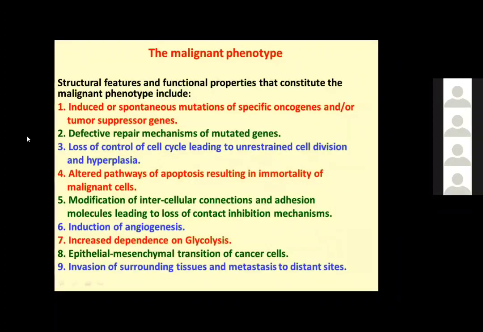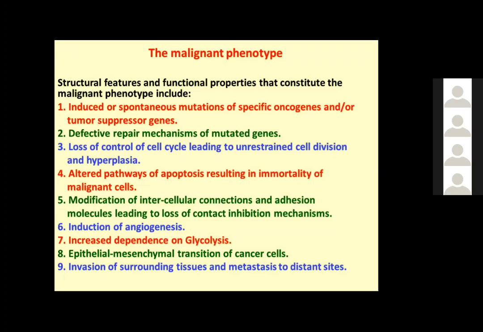The malignant phenotype has structural features which characterize structural and functional properties that constitute the malignant phenotype. The major characteristics of the malignant cells: induced or spontaneous mutation of specific oncogenes, defective repair mechanisms of mutated genes due to defect in DNA repair enzymes, loss of control of cell cycle, leading to unrestrained cell division and hyperplasia, altered pathways of apoptosis resulting in immortality or longer lifespan of malignant cells, modification of intercellular connections and adhesion molecules, leading to loss of contact inhibition mechanism, induction of angiogenesis.